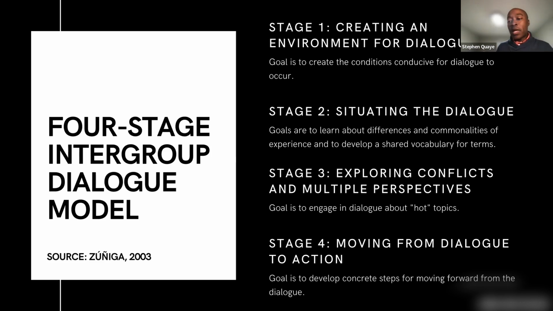And so I share this as a way to help us think concretely about how we might move towards more equitable engagement for students in our classes. So this 4-stage model starts with creating an environment for dialogue. The goal here is to create the conditions conducive for dialogues to occur. Next, we situate the dialogue. Then we explore conflicts in multiple perspectives. And then we move from dialogue to action. I'm going to talk through each of these stages and give some examples around this notion of equitable environments.